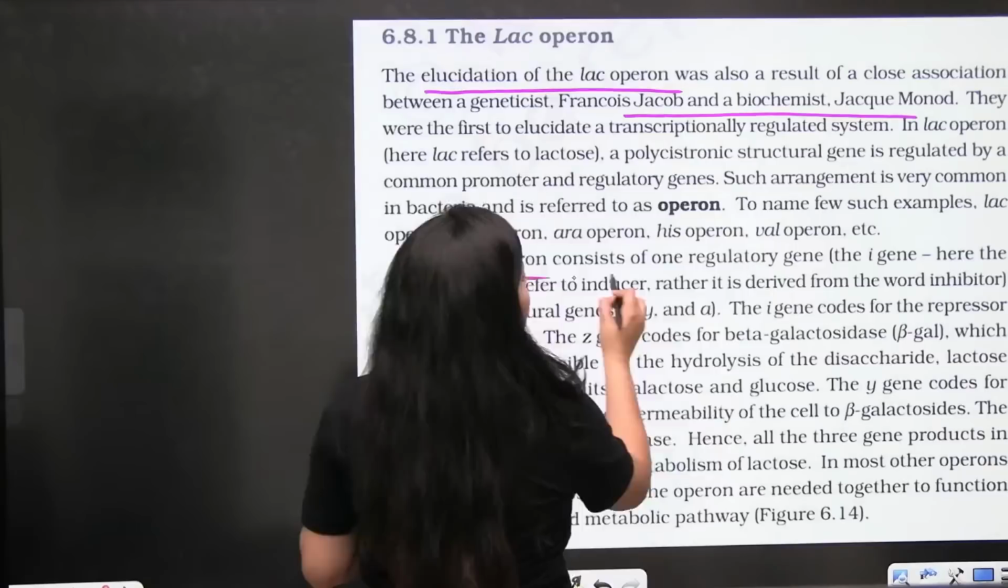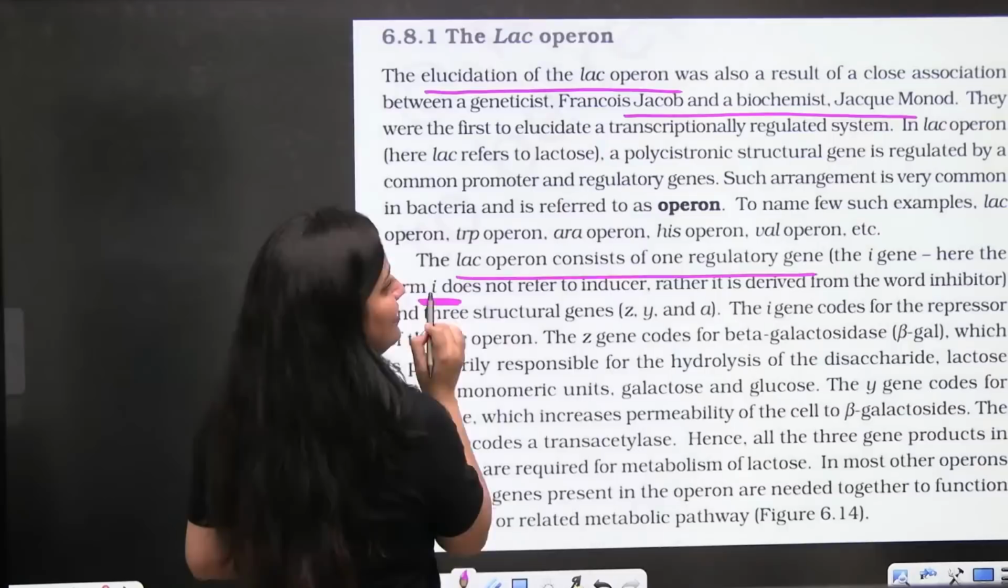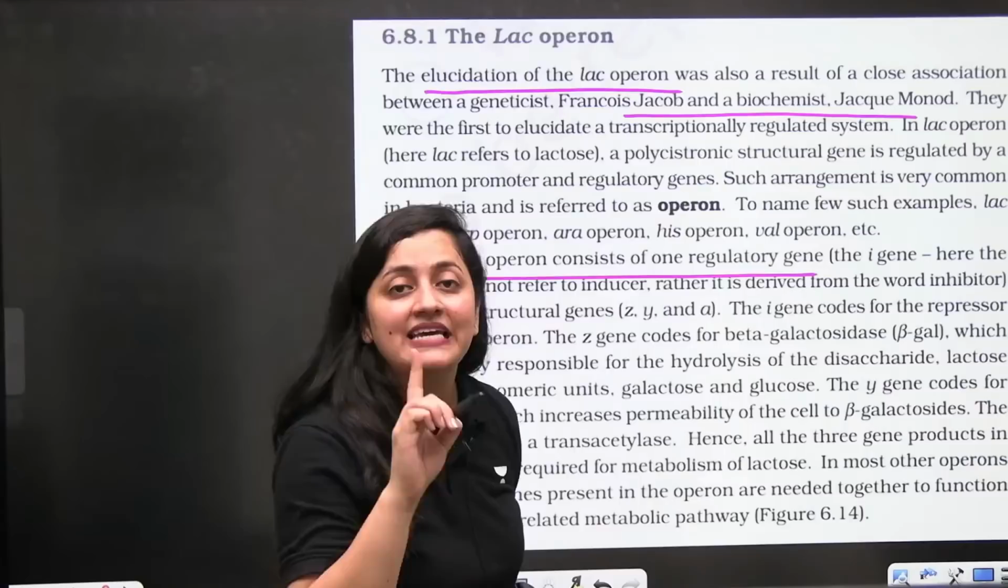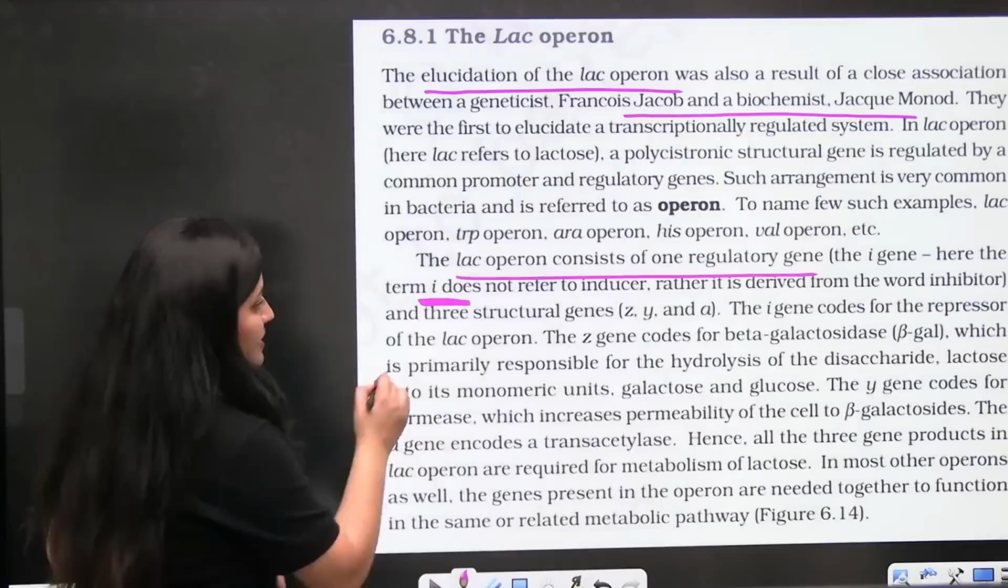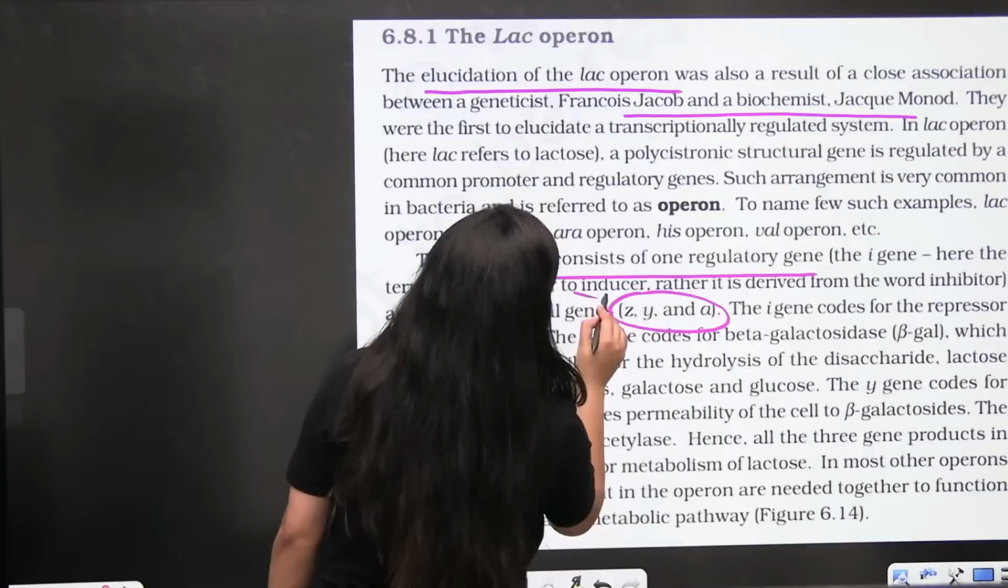So the lac operon has one regulatory gene, which is denoted by I. Here, I means inhibitor. Just mark it. Done? Three structural genes are there, and those structural genes are Z, Y, and A. Now, it's time to draw it.